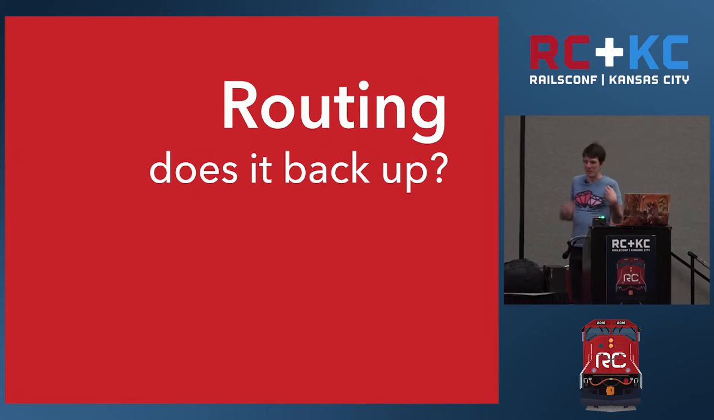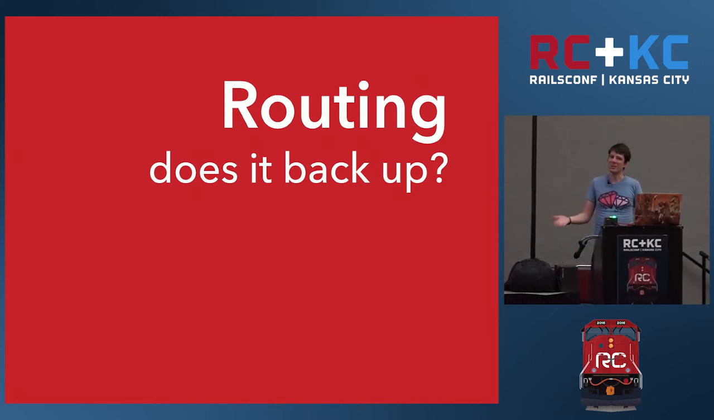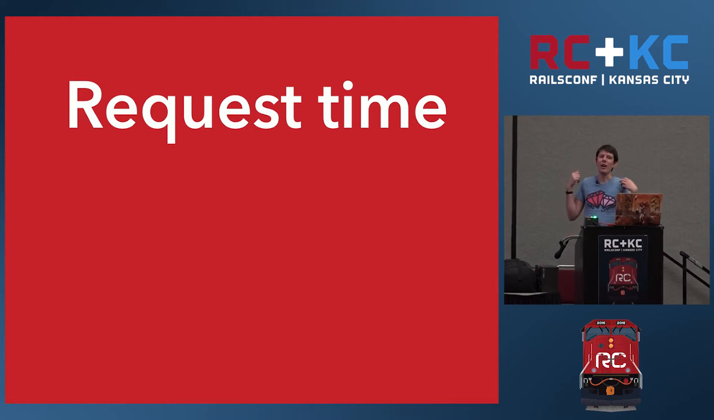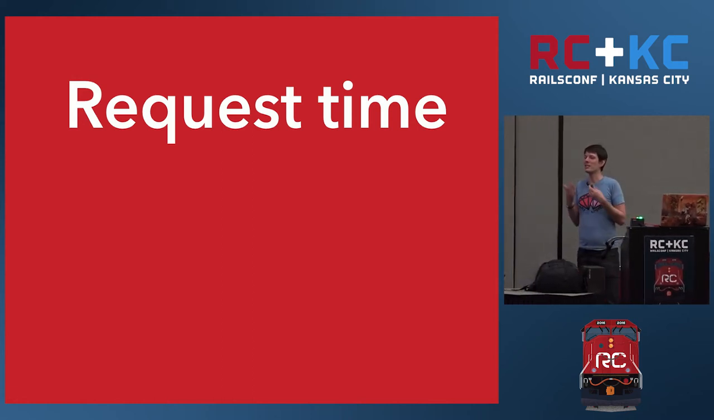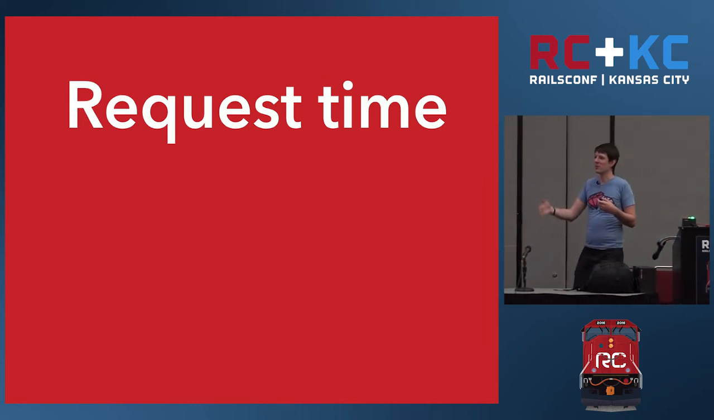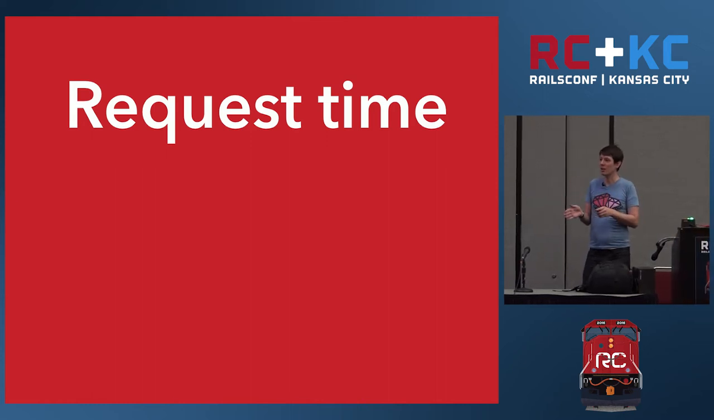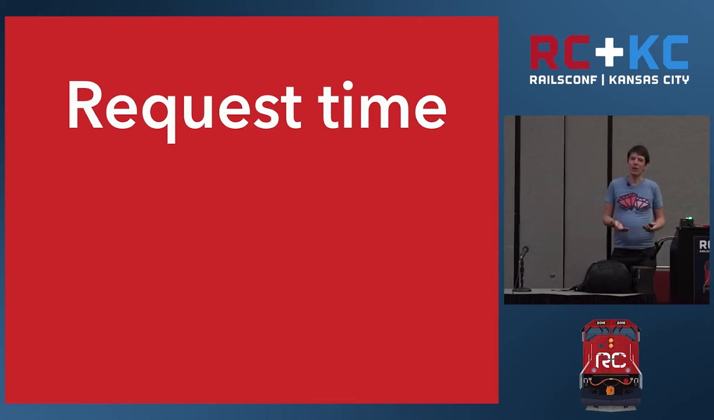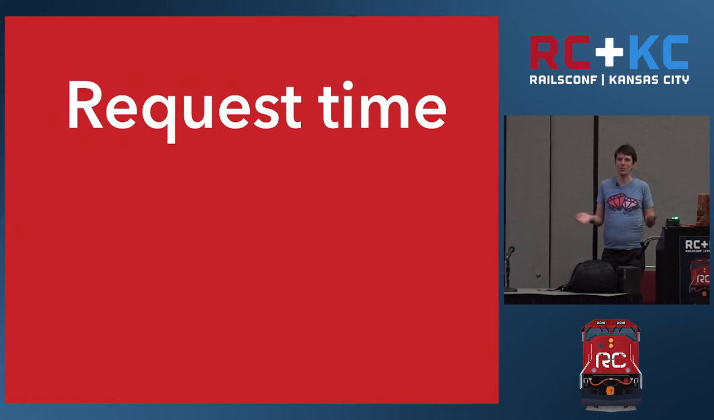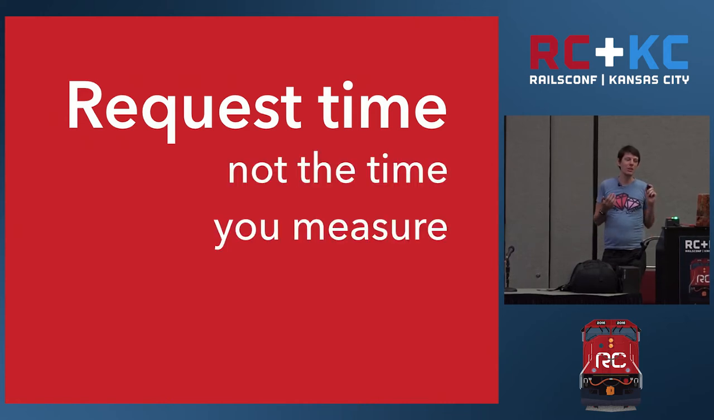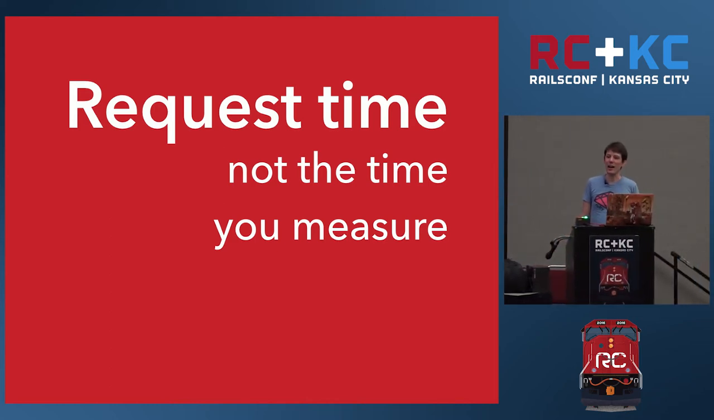So ultimately, what I'm trying to impress on all of you is that the overall request time is not the number that Skylight, New Relic, pick a service, I don't really care, tells you your request takes. That's a good number. Measure that number. Pay attention to that number. If that number changes a lot, you want to know why that number changed a lot, because that's really important. But don't think that that number means that that's how long people are taking to get the results of your app running. It's not the time that you measure that your app takes to run.